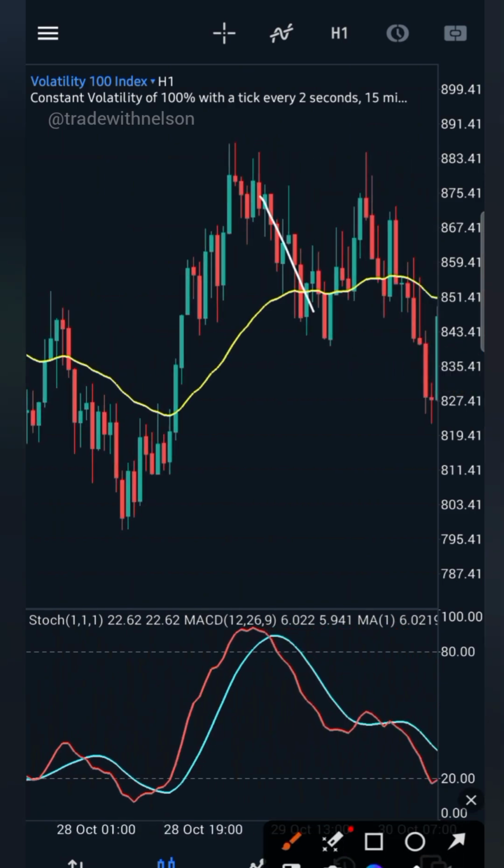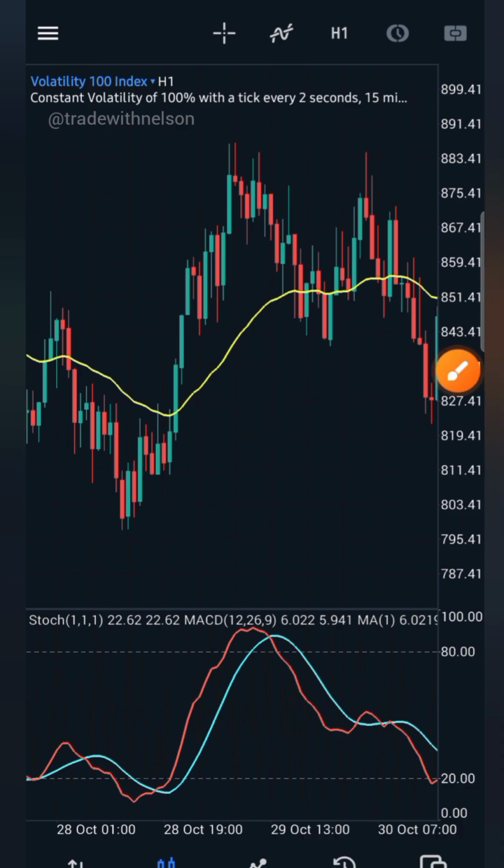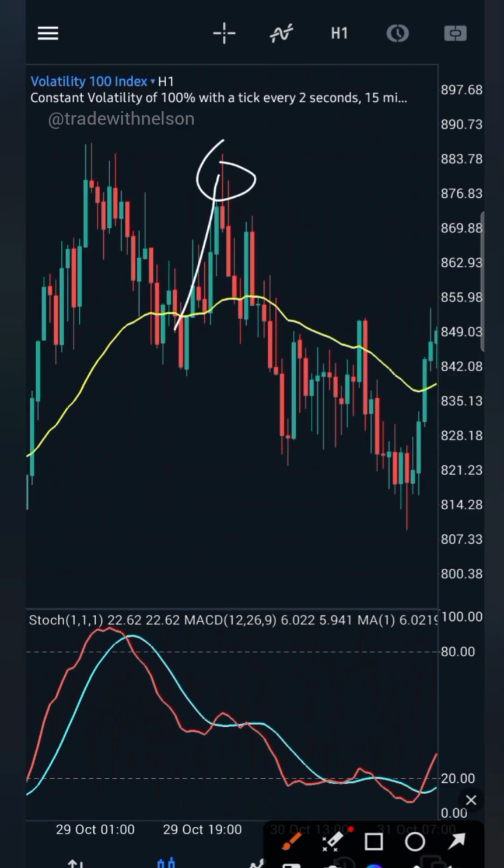You can see once you have this push below this level, you can enter your sell. Your stop loss will be above this high. Consider then we have this retracement, did not take out this high, then we have this push to the downside.